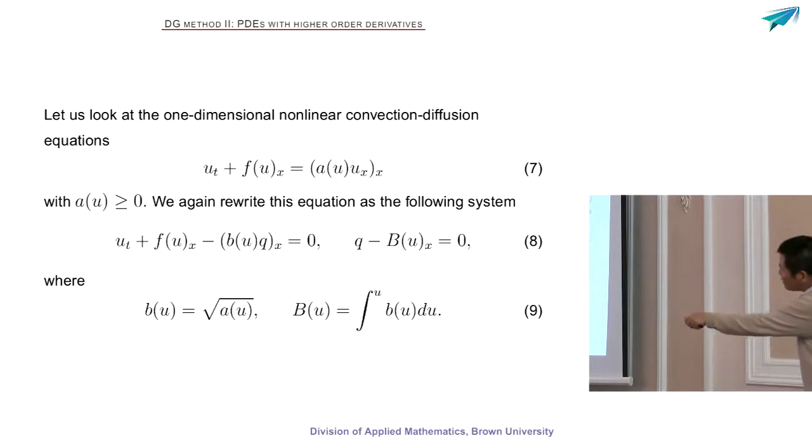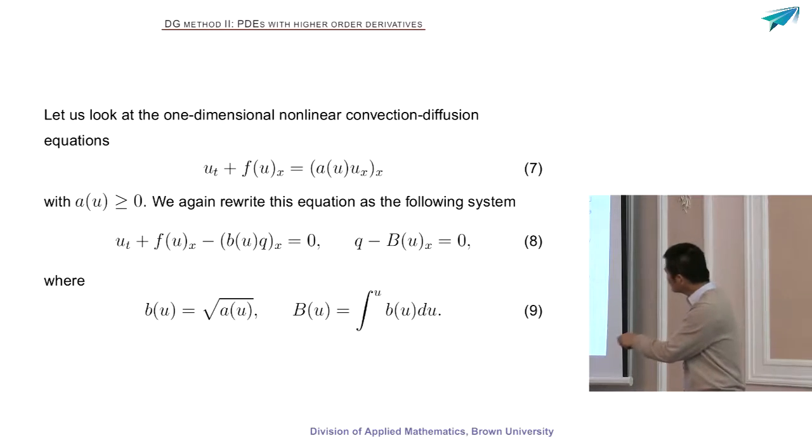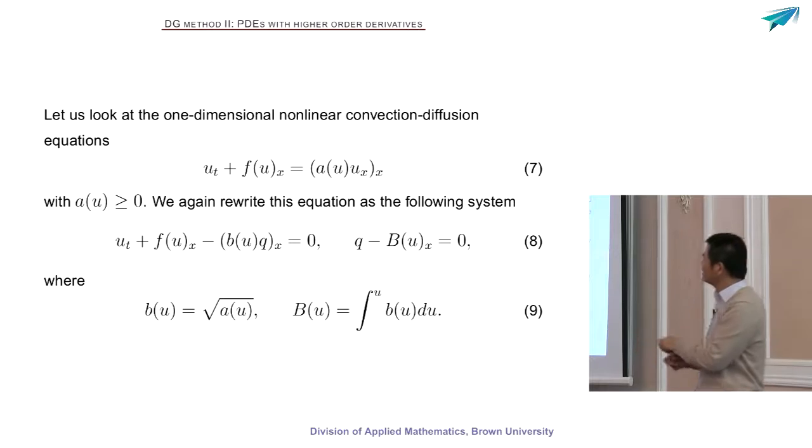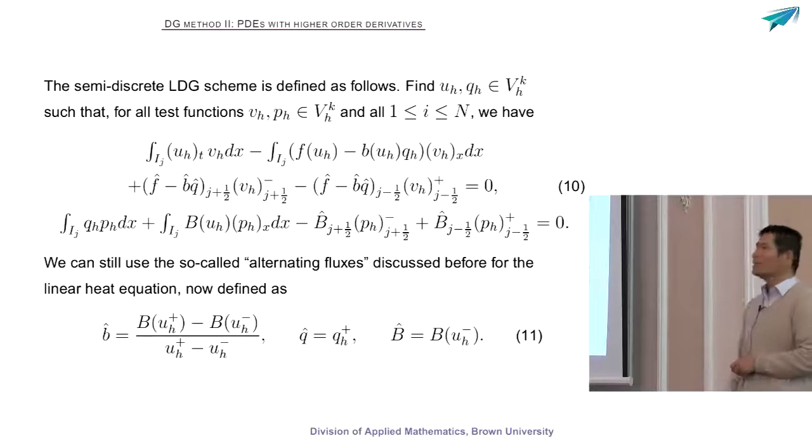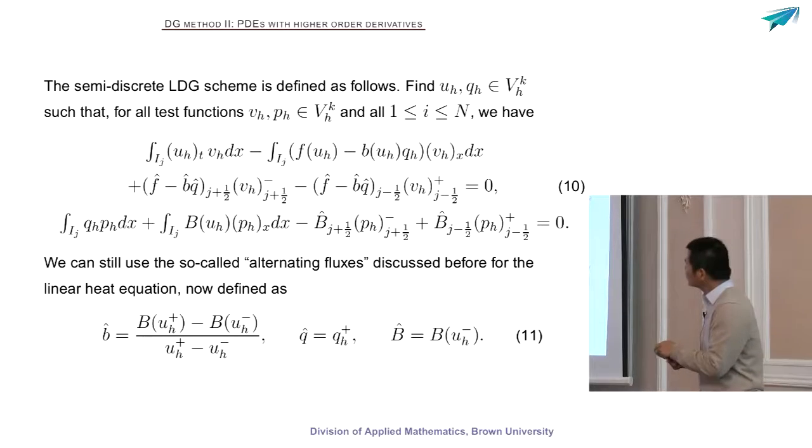So this is the way to introduce the auxiliary variable. Then this equation is written as a conservation law, right? Here you don't see any second derivative anymore, so it's f_u is B_u times q. It's the first derivative. Here only also first derivative. Then you rewrite it into a scheme.